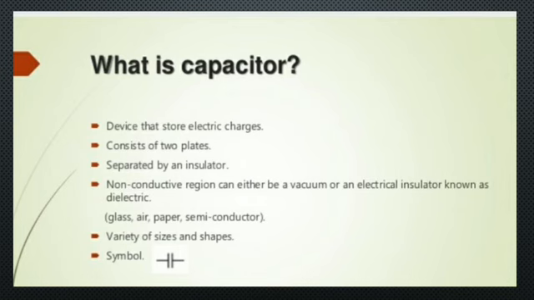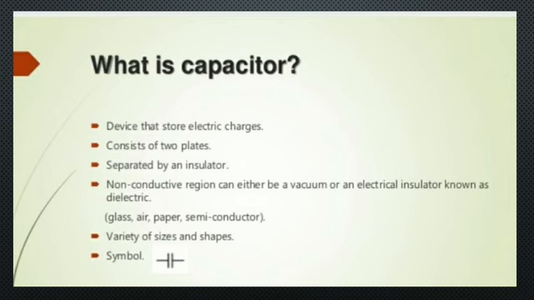And this is the symbol for the capacitor in circuit diagrams: two parallel lines. Okay, students, so what is a capacitor? A capacitor is a storage device to store electric charges. It consists of two plates separated by an insulator. That insulator may be air or vacuum. Different sizes and shapes of capacitors exist, and the symbol is this one.